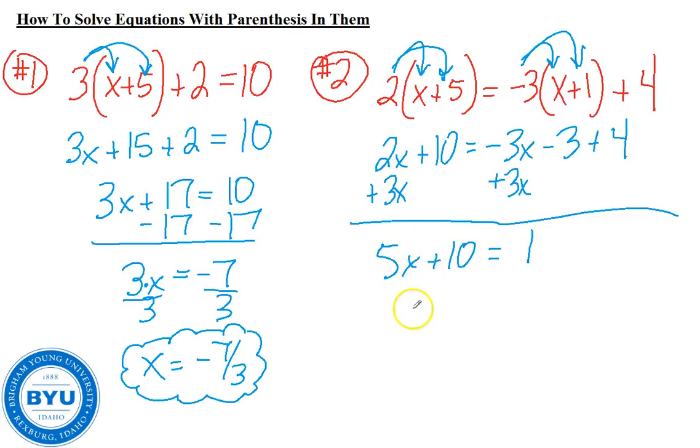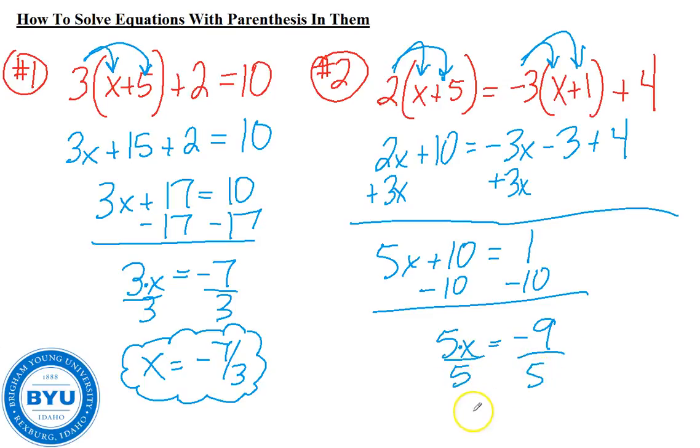We'll go ahead and finish solving for x by minusing 10 to both sides. I'm left with 5x equals negative 9. I've got to get the x by itself, so I divide by 5. And my final answer is negative 9/5.